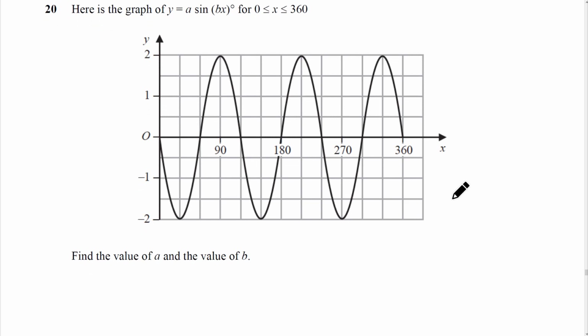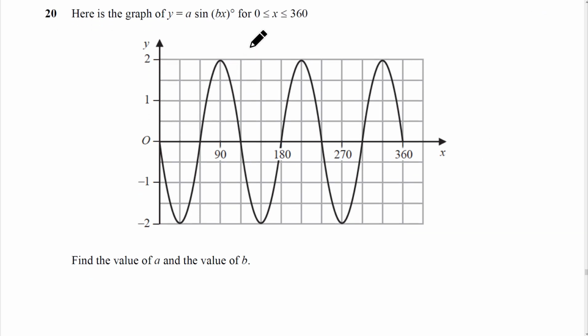Right, it's a graph of sine. Now, this is going to help. This is obviously a transformed graph, okay? So, in blue, I'm going to just draw the graph of sine x. So we know sine 90 equals 1.